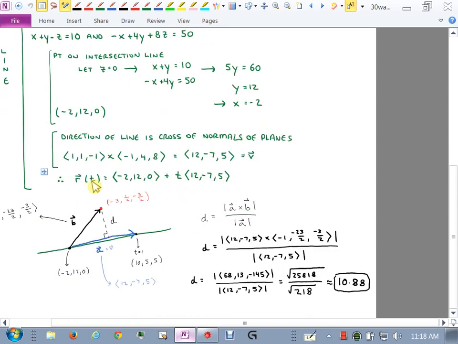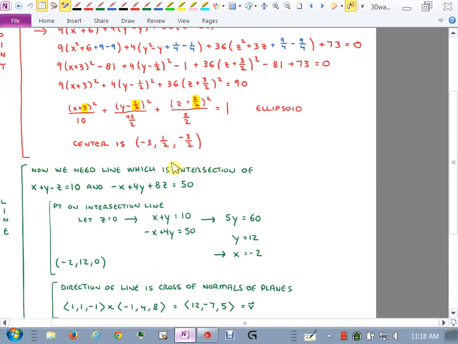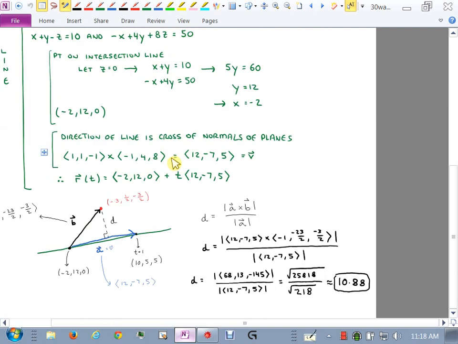So now I have a line and I have a point, and I want the shortest distance between a line and a point. We did an example like that in class. I gave you a point, I gave you a line, you find the shortest distance. You just applied a formula. This was it right here.